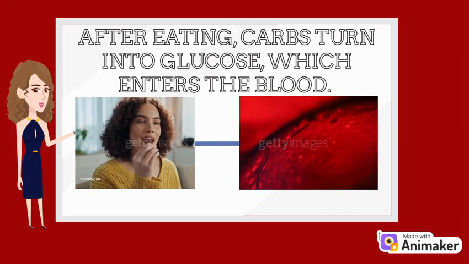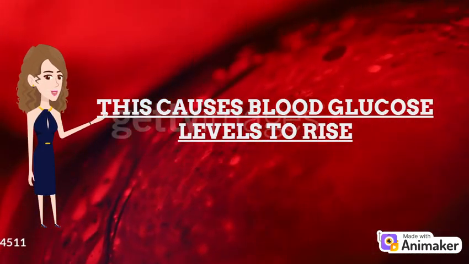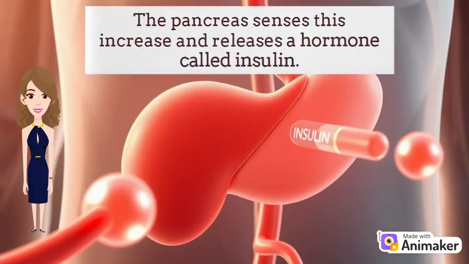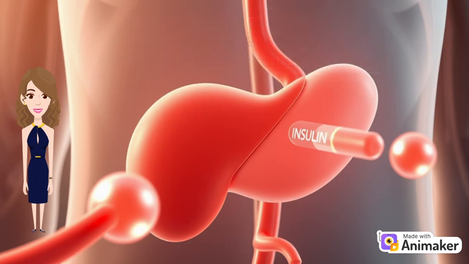After eating, carbohydrates turn into glucose, which enters the blood and causes blood glucose levels to rise. And after this, the pancreas senses this increase and releases a hormone called insulin.